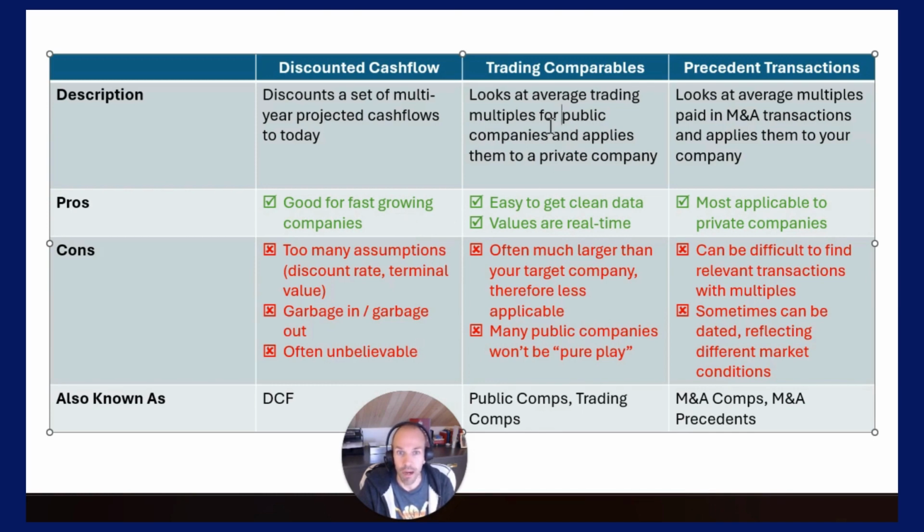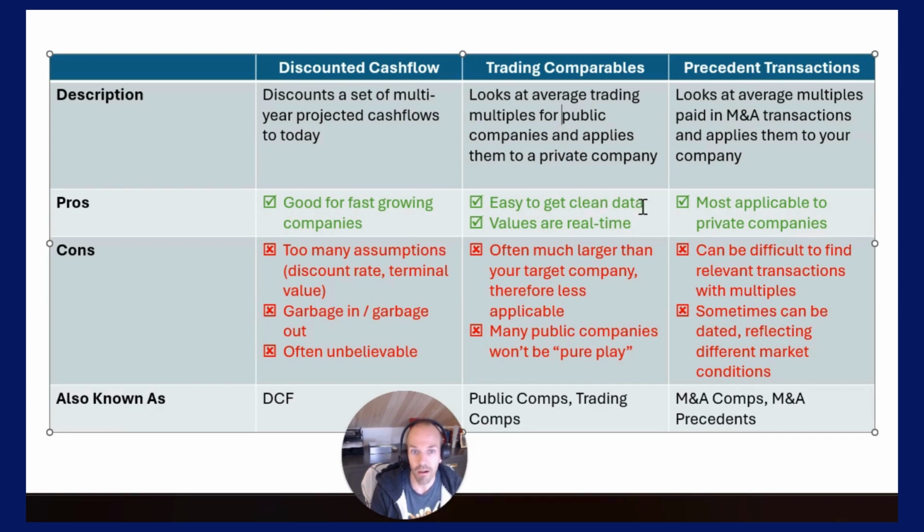The next one is trading comparables. So this looks at the average trading multiples for public companies and applies those multiples to a private company. So what would that be? Well, Apple trades at a certain multiple of its revenue. The value of the business, Apple's enterprise value, relative to its revenue is a multiple. And you apply that multiple to your business. Obviously, you have to pick like-minded companies. So if you're an industrial company, you pick industrial company comps. If you're a technology company or a software company, you pick software comps. But this is a good way of giving you a value based on other public companies.